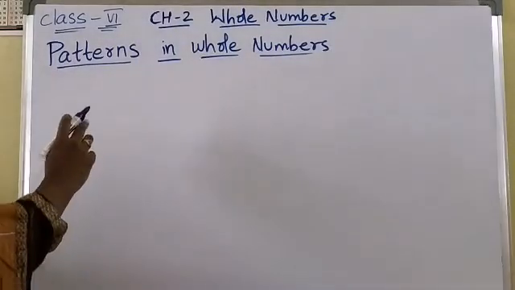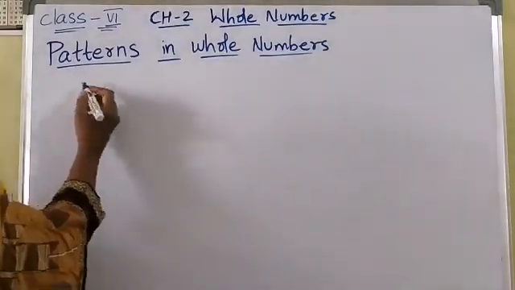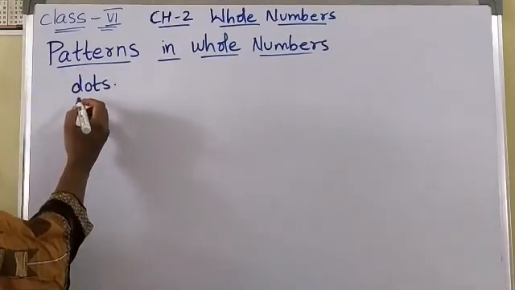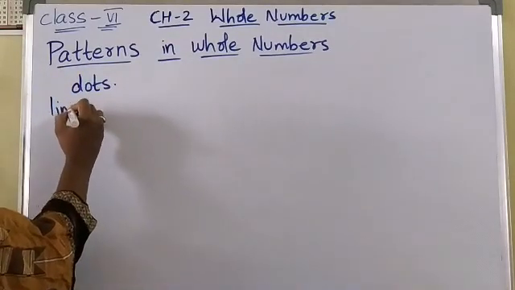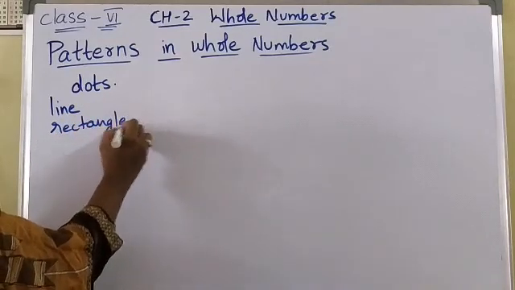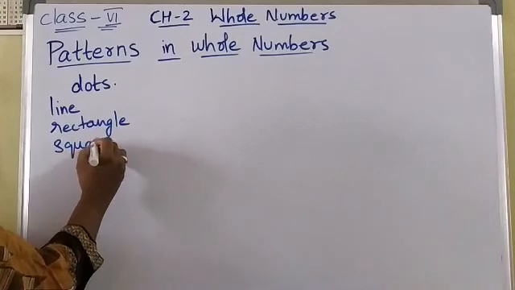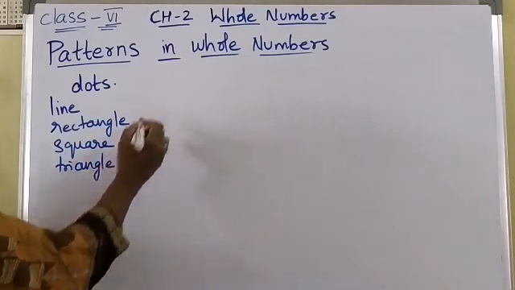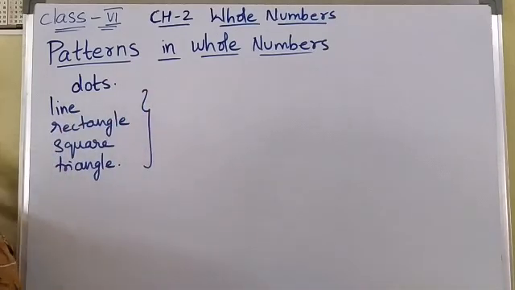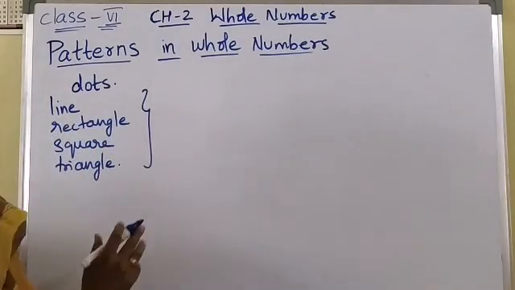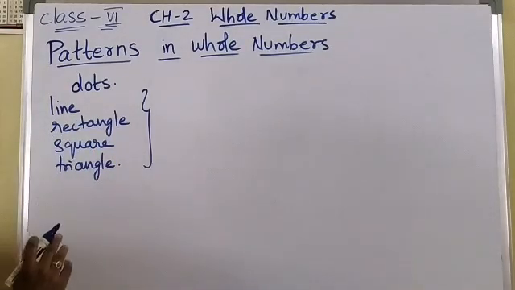So the basics of patterns in whole numbers begin with shapes made of dots. The shapes we take are line, rectangle, square, triangle. These shapes we are going to use in patterns. And the patterns with numbers are not only interesting but also very useful, especially for mental calculations.